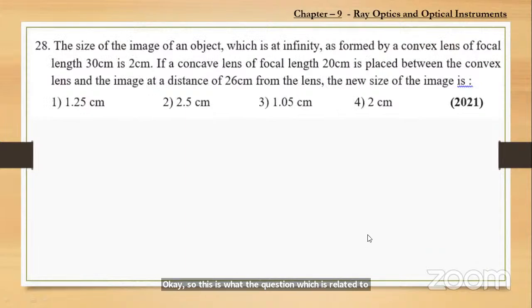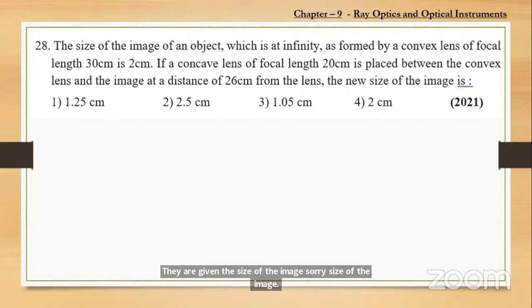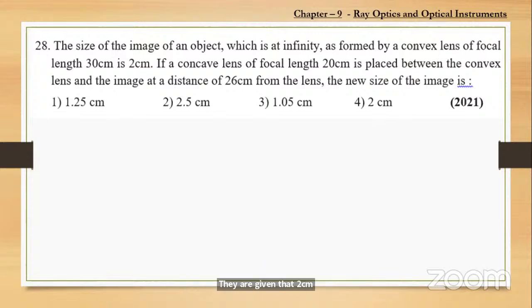Now, the size of the image of an object which is at infinity, as formed by the convex lens of focal length 25 centimeter, is 2 centimeter. So the image size is given as 2 centimeter, and the object is at infinity.